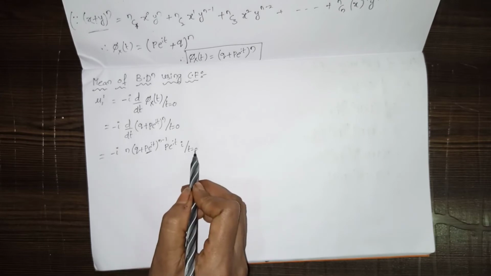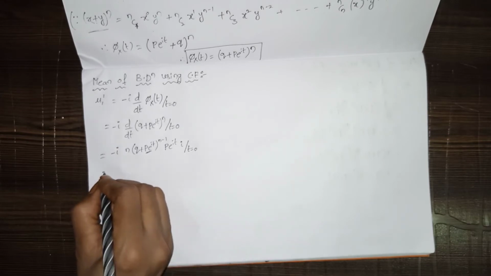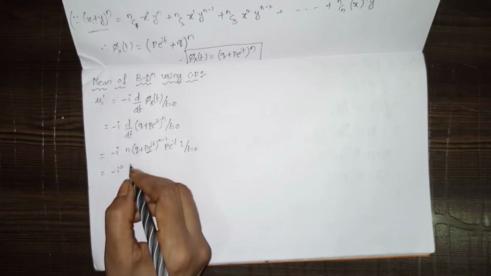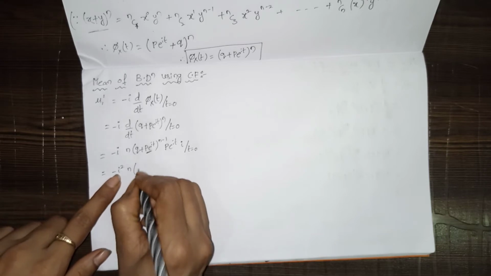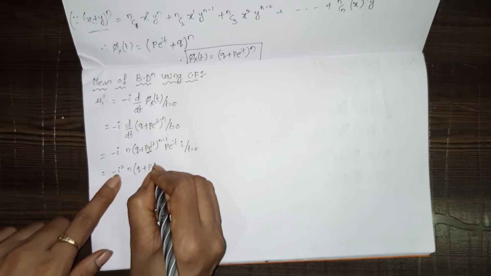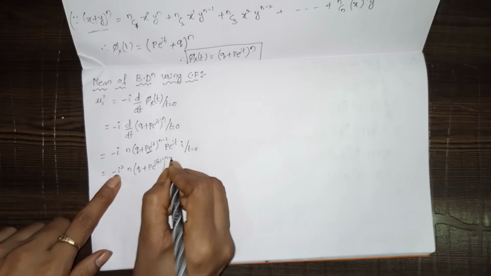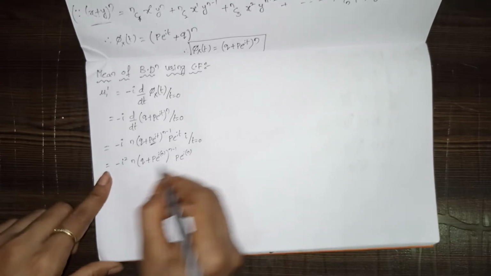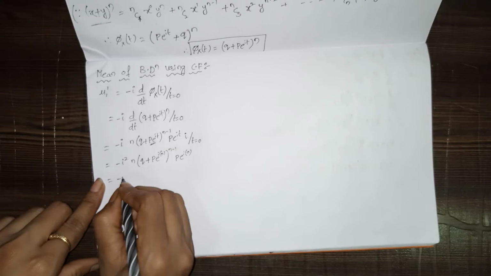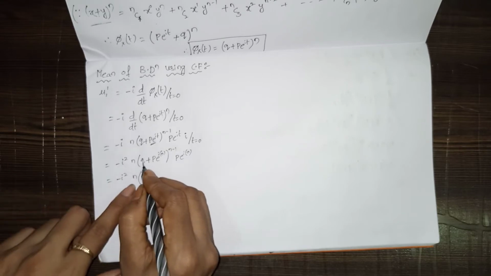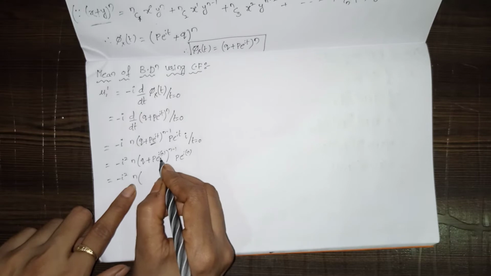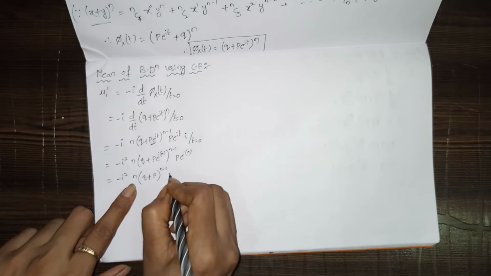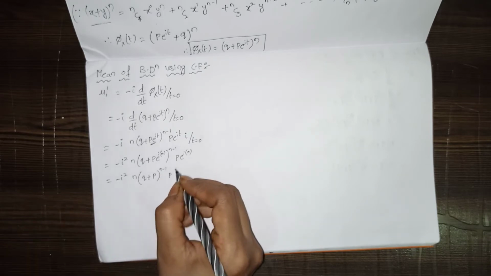Now we have to substitute t equals 0 wherever we have t. So that equals minus i, here also i, so minus i square n into (q plus p into e power i into 0) whole power n minus 1, p into e power i into 0. So that equals minus i square n into (q plus p), e power 0 is nothing but 1, so (q plus p) whole power n minus 1, p into e power 0, and e power 0 is nothing but 1.